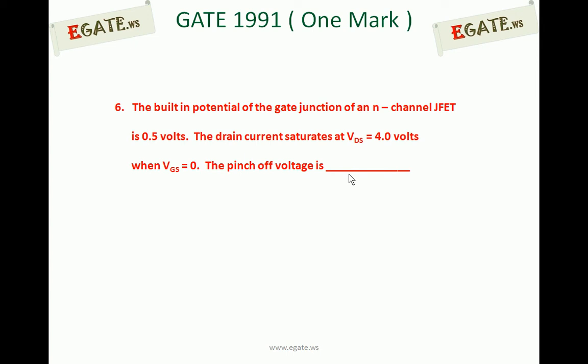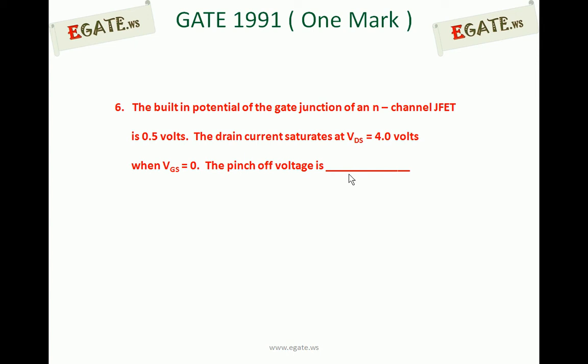The built-in potential of the gate junction for an n-channel JFET is 0.5 volts and the drain current saturates at VDS of 4 volts when VGS is equal to 0 volts. Then the pinch-off voltage is?